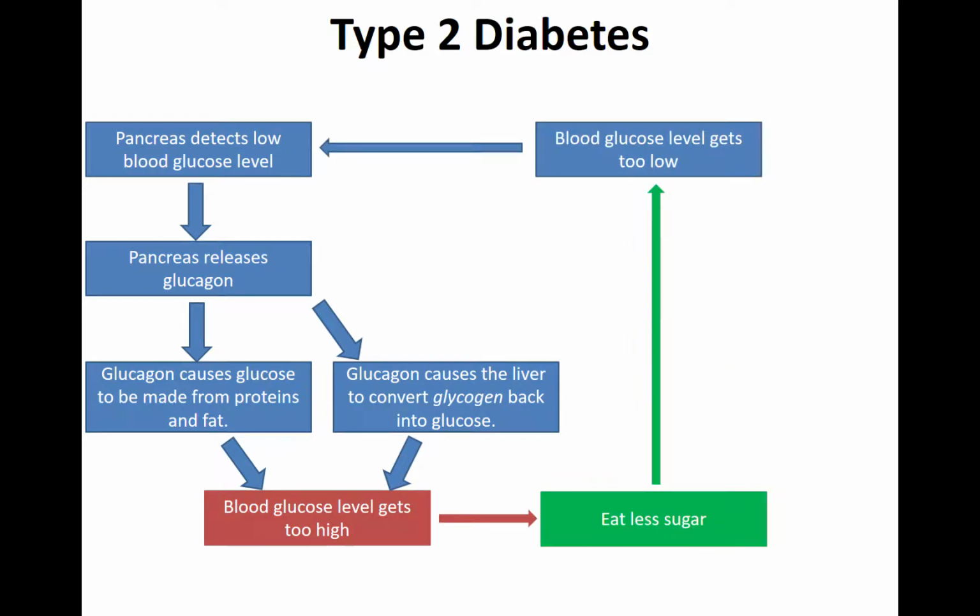In order to treat this, one way is to regulate your diet by eating less sugar. You should eat regular meals, high in complex carbohydrates, and you should not eat much sugar. Similarly, you can exercise to use up more glucose in respiration. So the treatments for type 2 diabetes are regular exercise and a healthy, balanced diet.